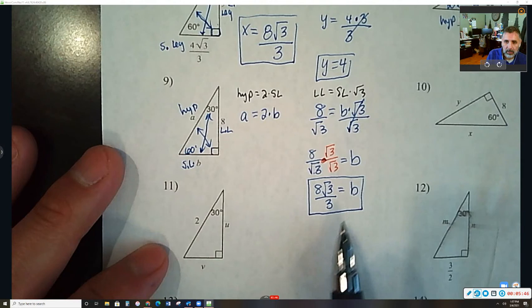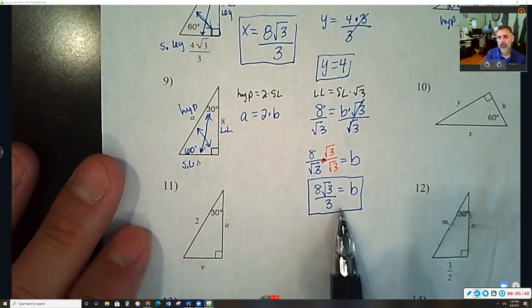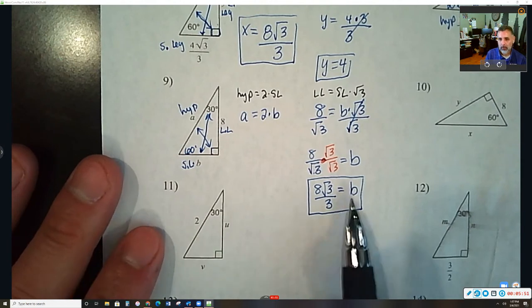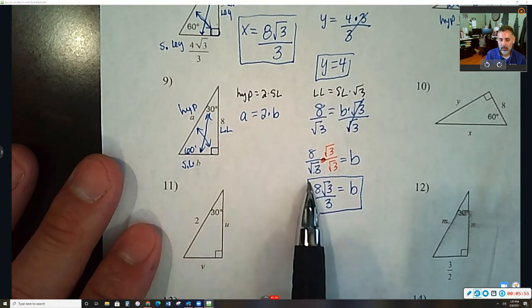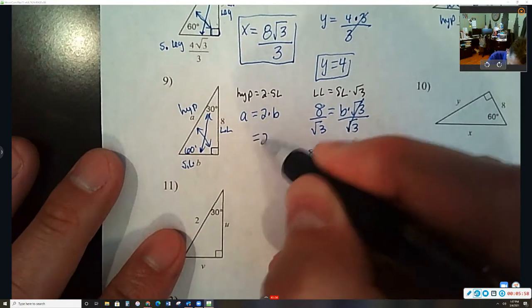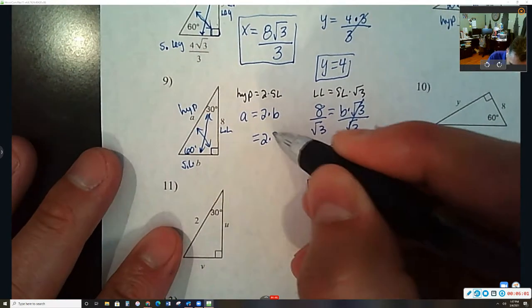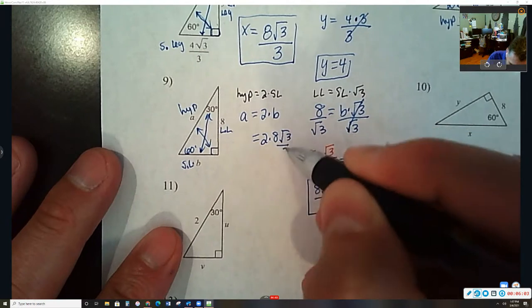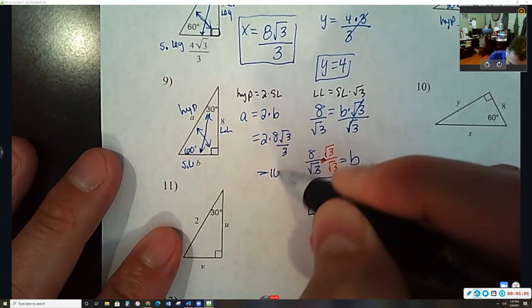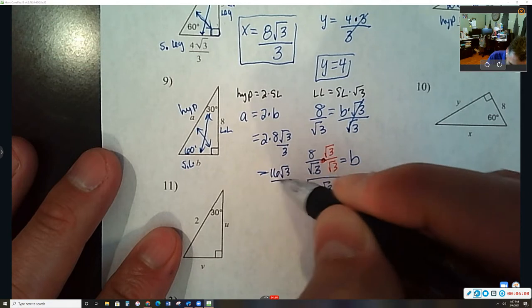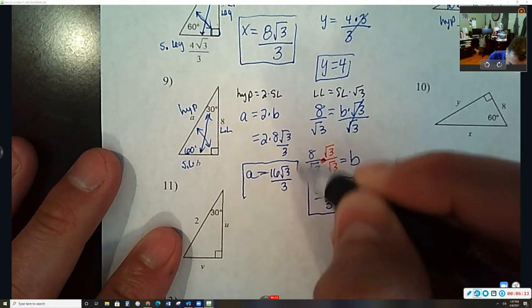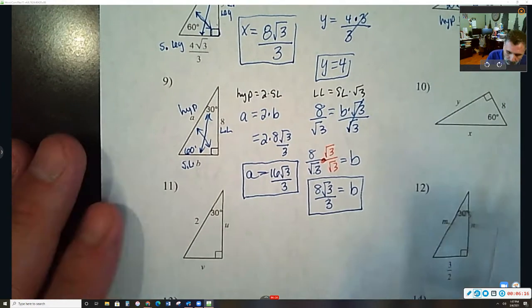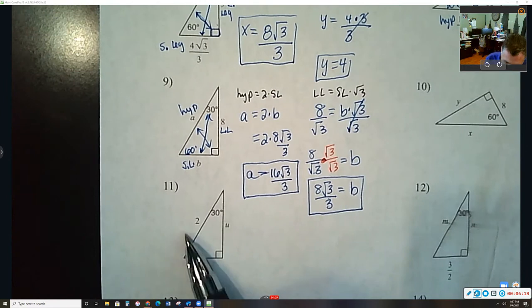Now after you've seen this in class, and then if you watch the video again, it should make more sense. But now that I figured out that this is b, I can plug it up in here and solve that one. So this is 2 times, and we just said b is 8 times the square root of 3 over 3. 2 times 8 is 16, don't forget the square root of 3, and all of that is over 3. And that's the a value. So a wasn't too difficult. I promise 11 is going to be easier. But that was number 9.